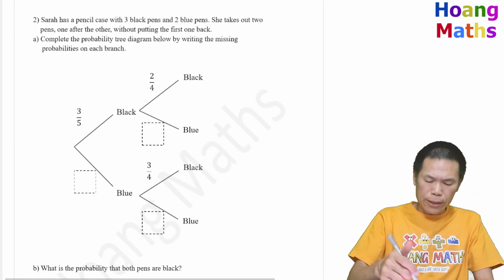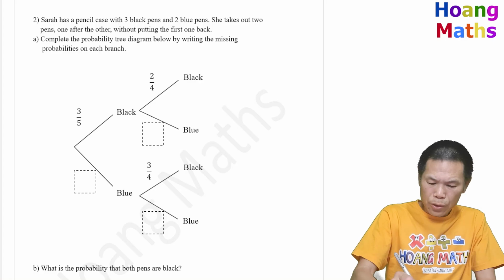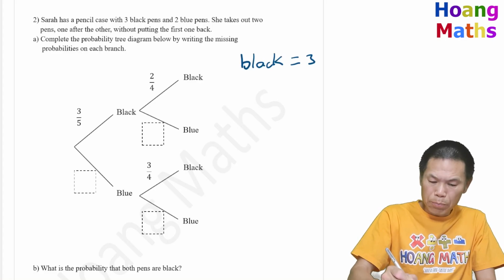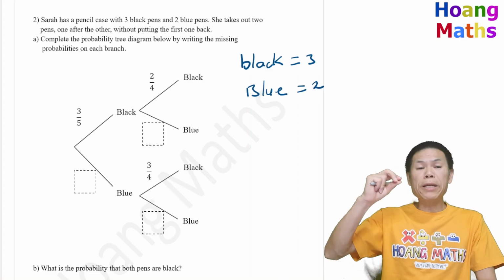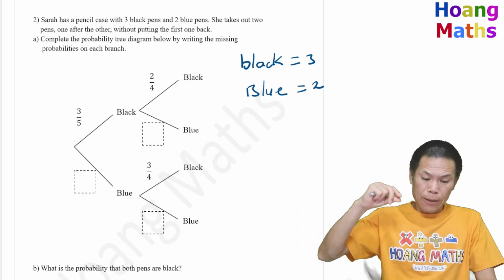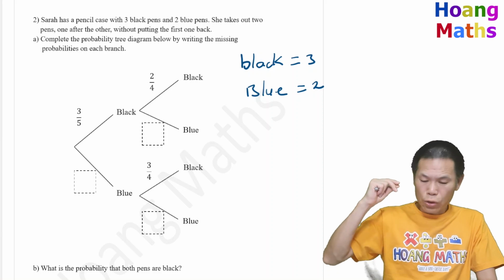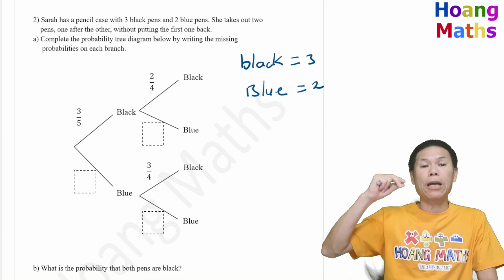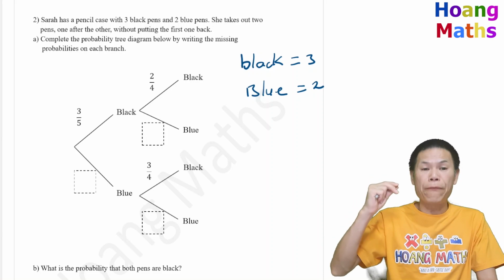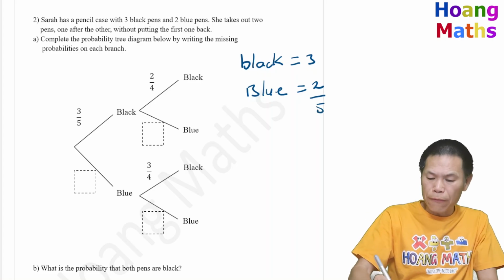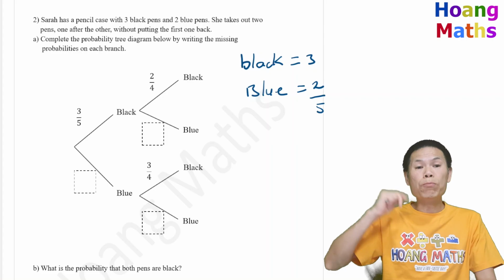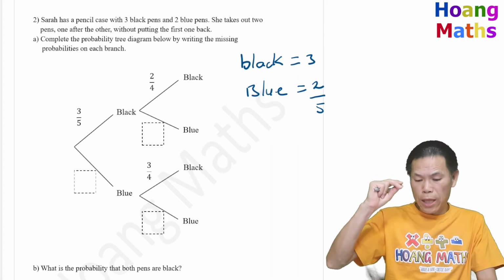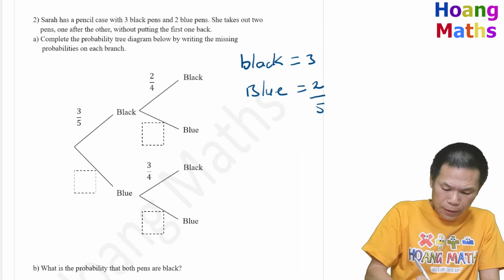So we know that there are 3 black pens and blue is 2. This means that there are 5 pens in the pencil case. So the probability of getting a black for the first draw will be 3 out of 5, because the total is 5. And to get a blue pen, there are 2, so 2 out of 5.